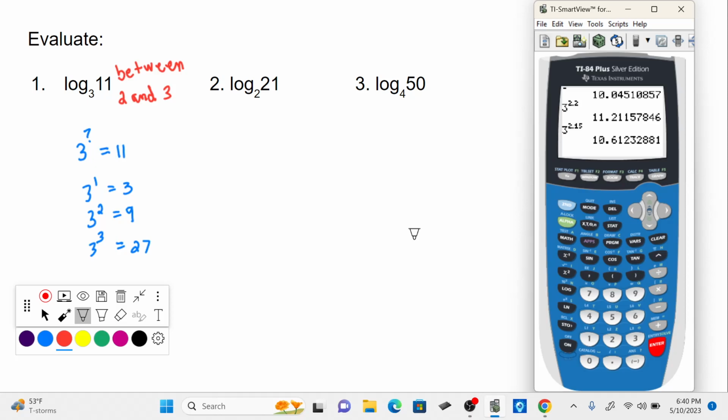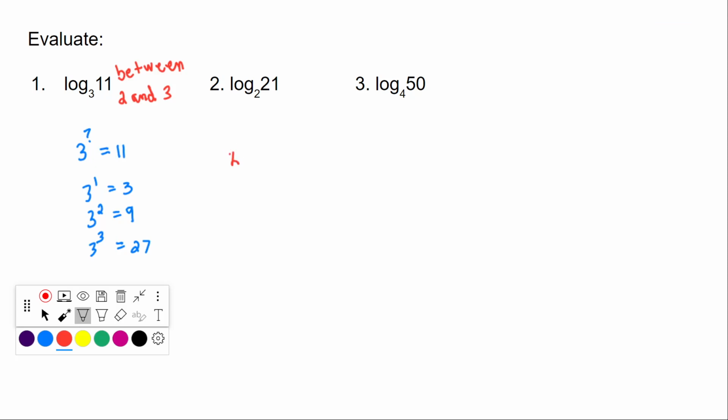So log base 2 of 21. Well, we know from earlier in this video that 2 to the 4th is 16. So if I take 16 times 2, that gives me 2 to the 5th is 32. So the value of log base 2 of 21, because 21 falls between 16 and 32, the value of my logarithm is going to be between 4 and 5.